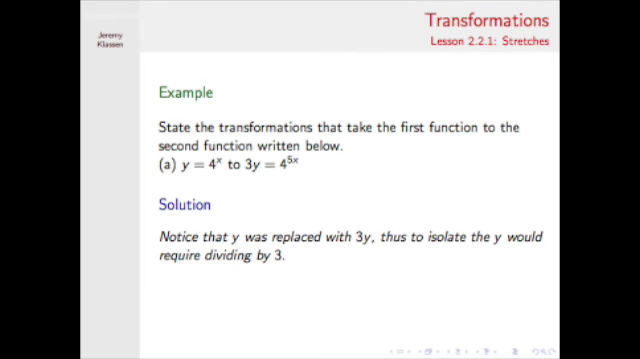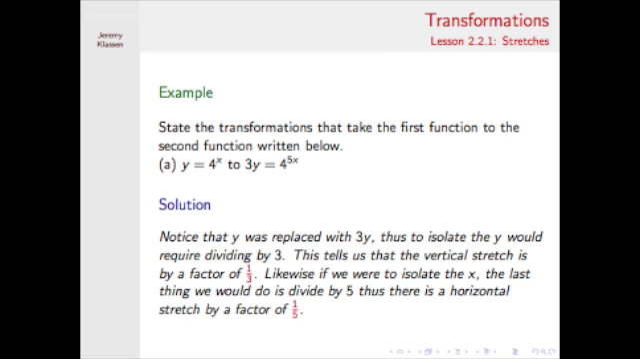Now the first thing you might notice is that the y was replaced with 3y. And so in order to isolate the y, we'd have to divide by 3, which we know means that the vertical stretch has been by a factor of 1/3. And likewise, notice that if you were to solve for x, the last thing that you would do would be to divide by 5, so we consider there's been a horizontal stretch by a factor of 1/5.